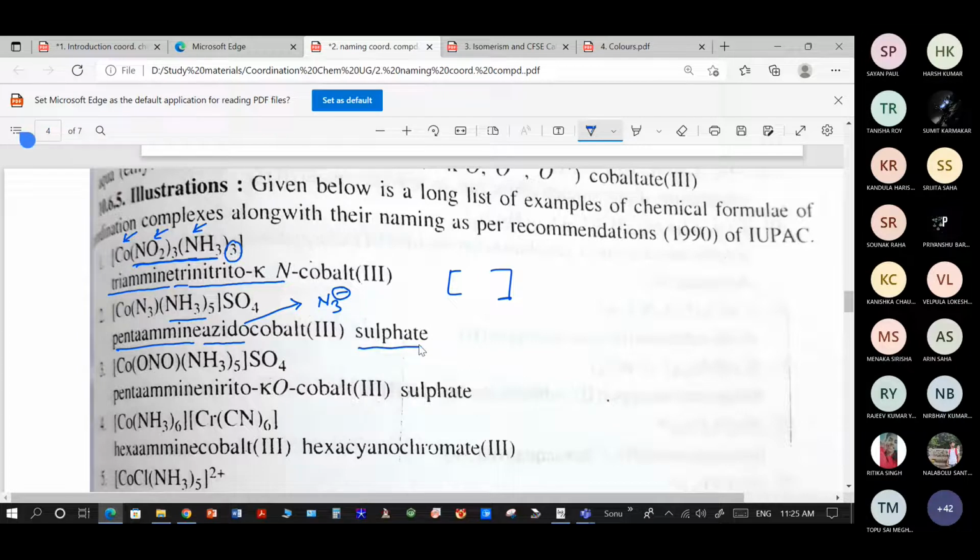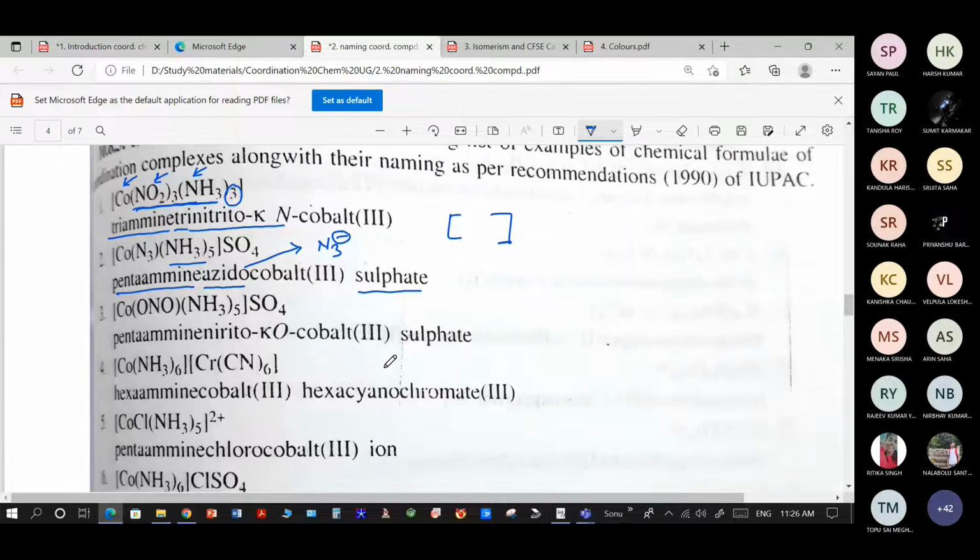So first of all, you have to name the cationic part. The cationic part may be either the complex entity, or maybe a simple cation, like in the first one, that was sodium. So you have to write down the cation name first. That was sodium, and then you mention the complex entity's name. Here the anion is a simple anion, but your complex entity is a cation. So you first name the cation. So pentaammine azido cobalt(III), and then sulfate will come. So these are the examples. Now there are other examples where both the cation and anion are complex entities.